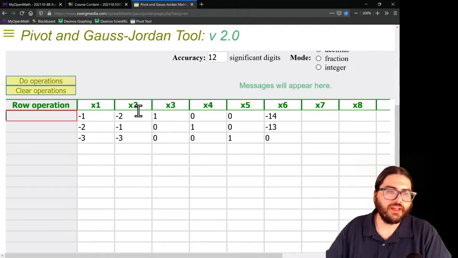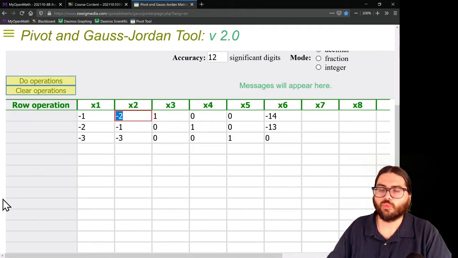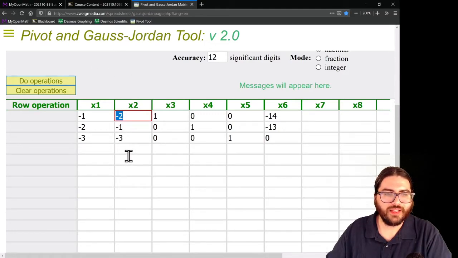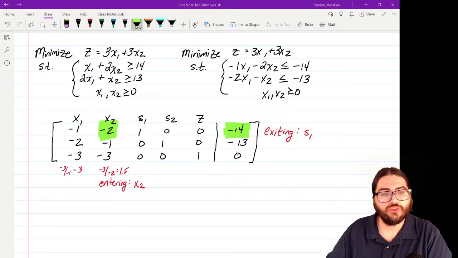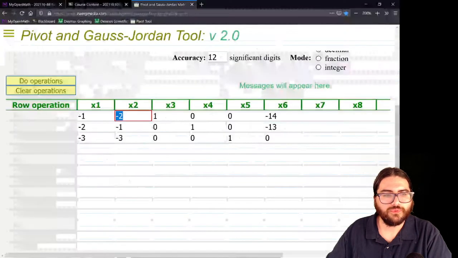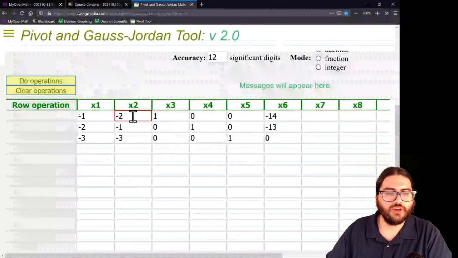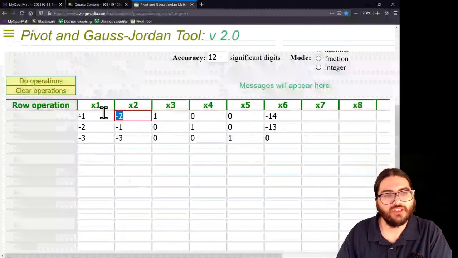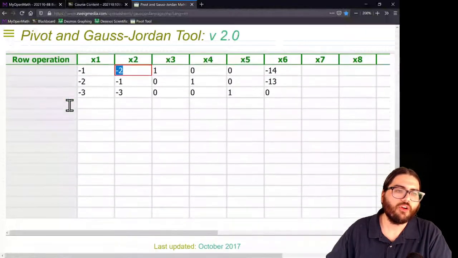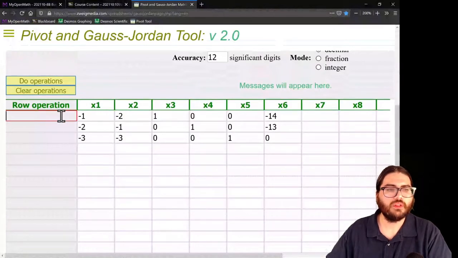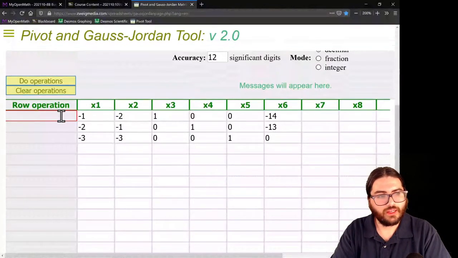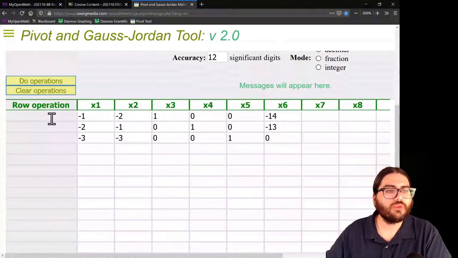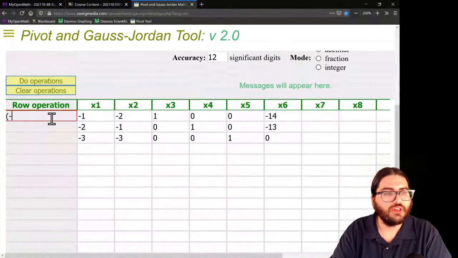So we determined that this -2 was at the intersection of the entering variable x2 and the exiting variable s1. Back to my OneNote just to verify. Yes, entering is x2, exiting is s1. So let's make this number the new pivot. That means it needs to be a special 1. That means all the other numbers in that column need to be 0. So what I'll do is I'll multiply all the numbers in this row times -1/2.